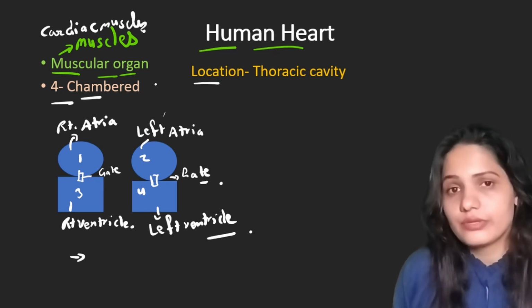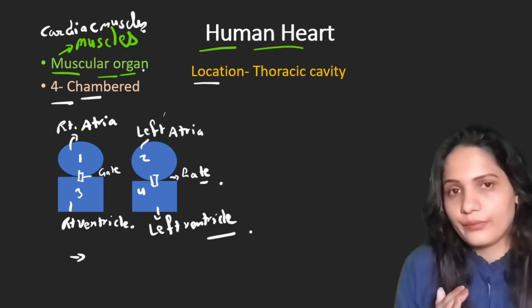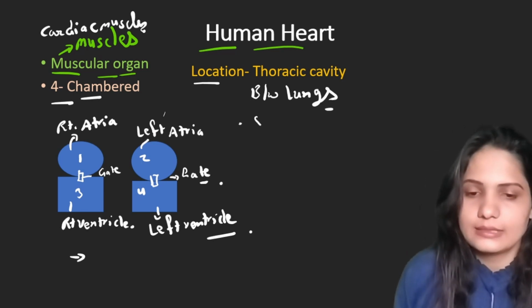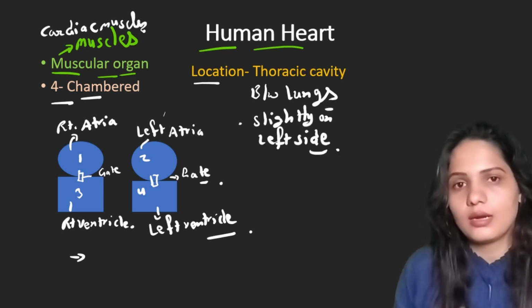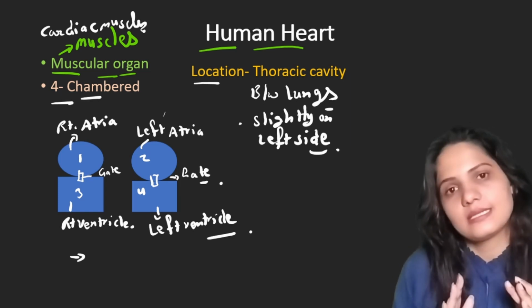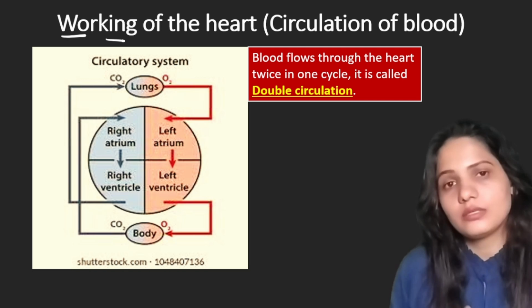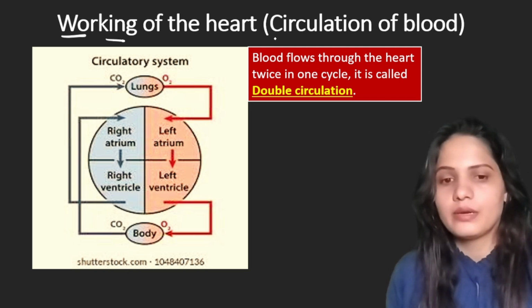And here we have the human heart location. What is the location of the human heart? Our heart is located in the thoracic cavity between the lungs, slightly on the left side. Next we have the working of the heart. Working of the heart means circulation of blood.